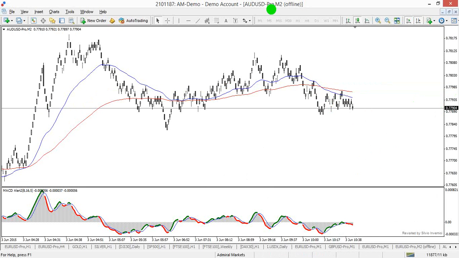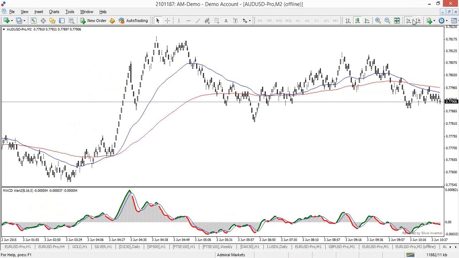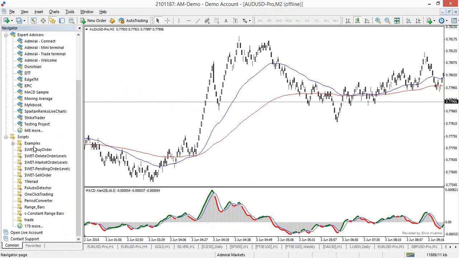M2 is a range bar 2, basically. 2 range. It's a special script that we're using at the moment. It's not a time frame. So it's not minute, 2 minutes or something like that.